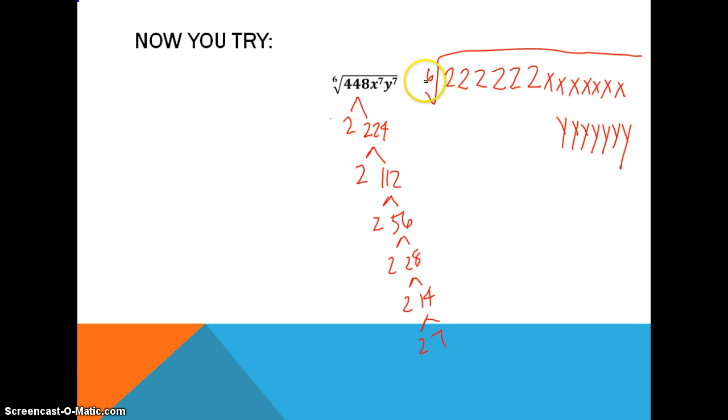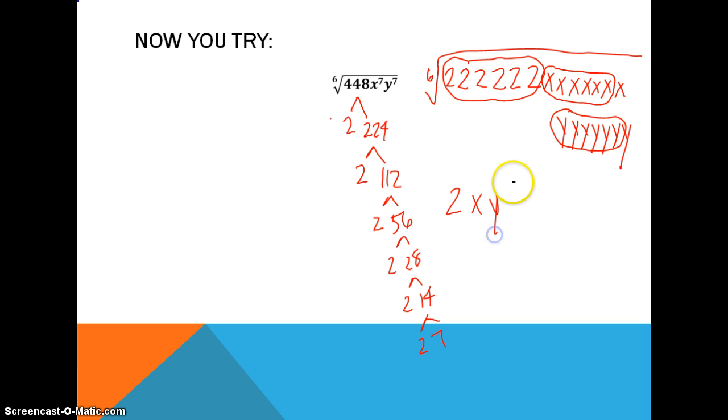Alright, so we're looking for groups of 6. This is the sixth root. So we have 6 2's, we have 6 x's, and we have 6 y's. So for every group we pull 1 out. So we have 2 times x times y times the sixth root, and the only thing left under our radical is x and y. We can't simplify that anymore, so our final answer is 2xy times the sixth root of xy.